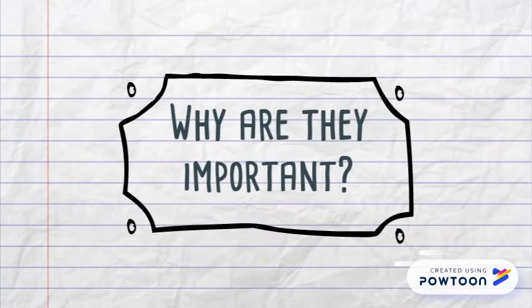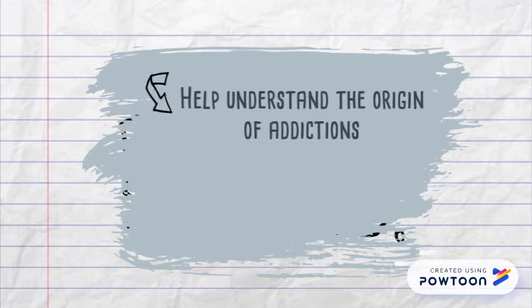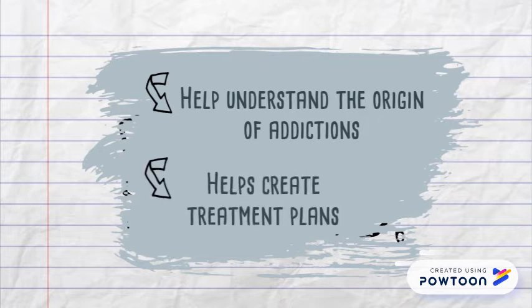So you may be asking yourself, why are these models important? Well, these 5 models help psychologists understand how substance addictions happen within the individual, as well as help them create treatment plans to help these individuals recover from their addictions.